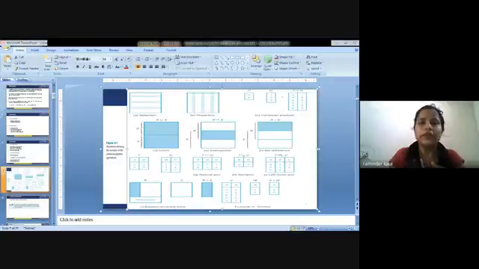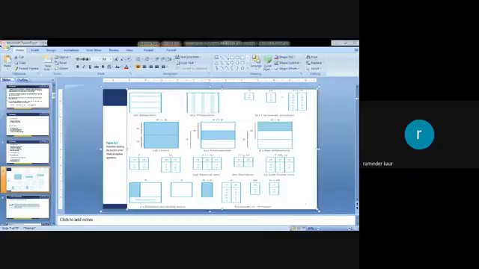So in natural join, it is the set of tuples of all the combinations in both the tables, that is, T and U, that are equal on their common attribute name, and it will be denoted by this symbol.